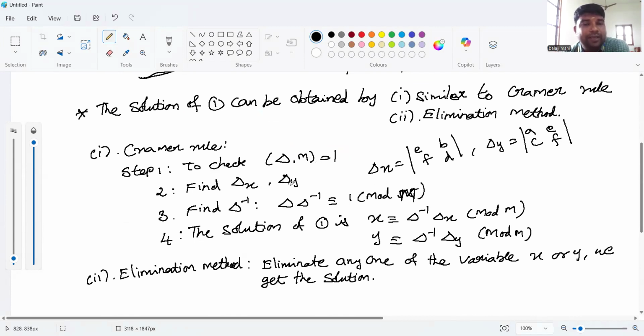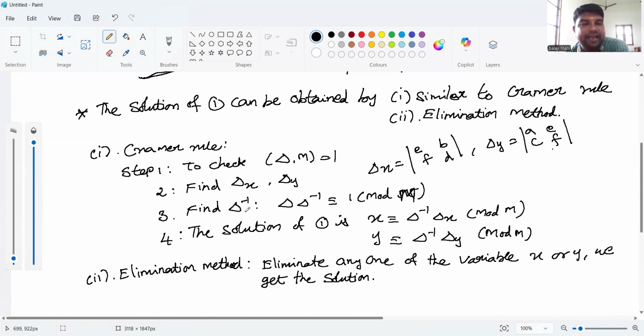So del x and del y are obtained as follows. Del x is the determinant where we eliminate the x column from the del matrix and put the right hand side constants e and f instead, with the second column b and d. Take the determinant, and we get the del x value. Similarly, for del y we eliminate the second column and introduce the right hand side constants e and f, with the first column the same, a and c. Take the determinant, and you get the del y value.